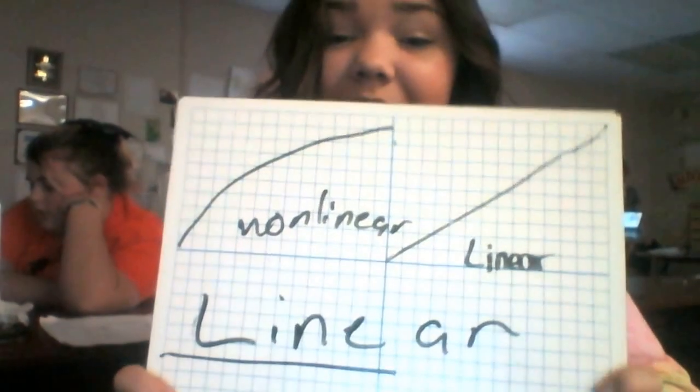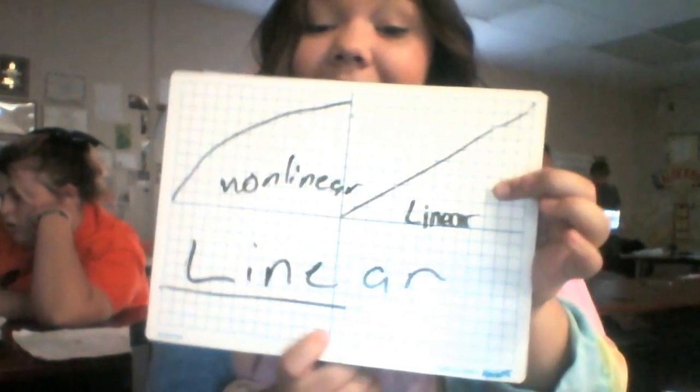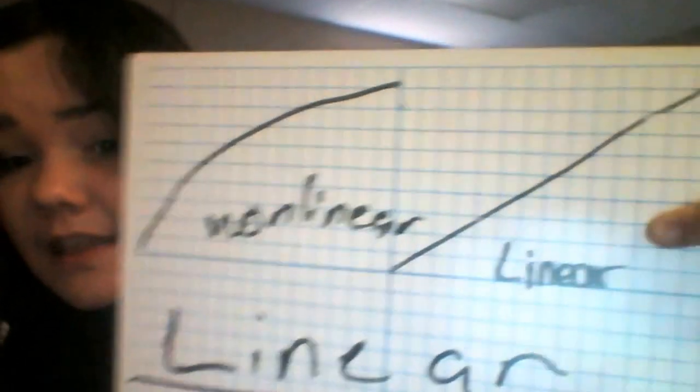This is nonlinear, and this is linear. Why? Because linear has the word line in it. It has the word line. And this is a curve, and this is a line. So it will be very helpful. So remember, when you're thinking about linear, make sure it has to be a straight line going through.